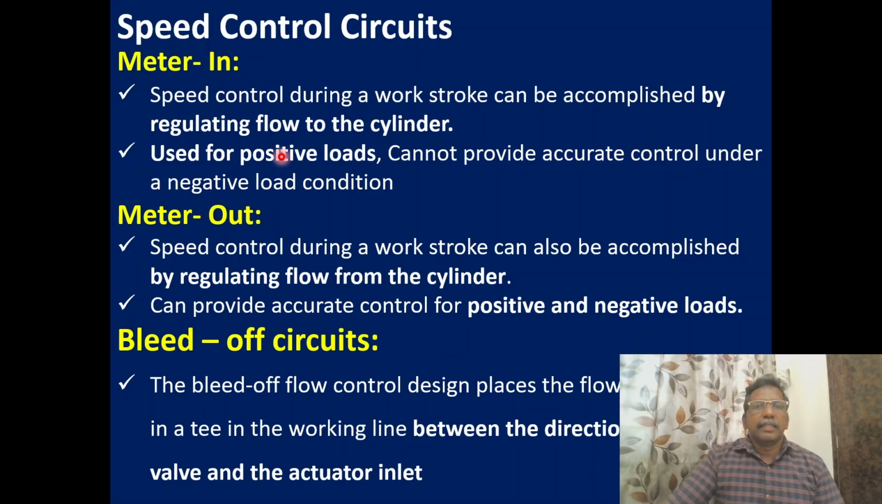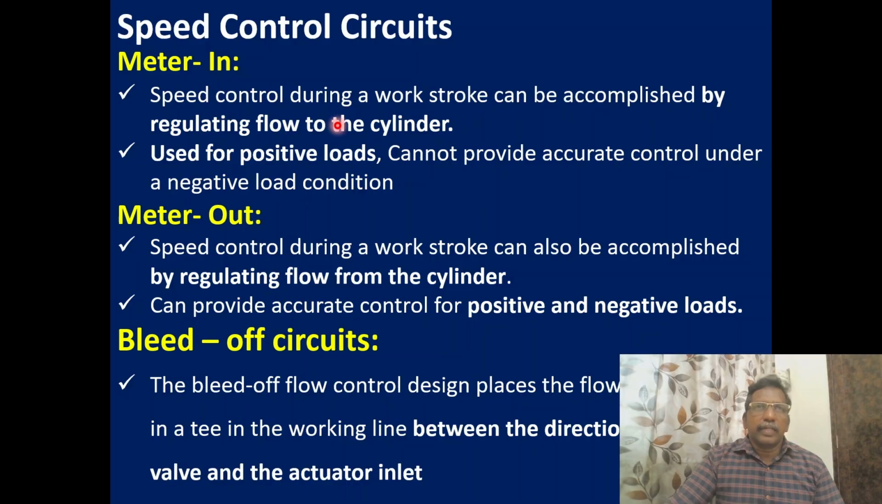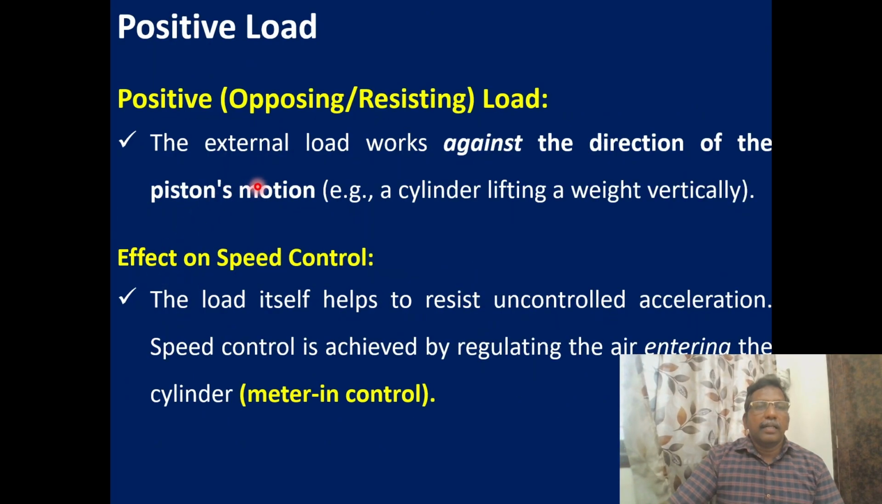Meter-in means speed control during a work stroke can be accomplished by regulating the flow. So in the forward action, it will regulate the flow. This is usually useful for positive loads. It cannot provide accurate control under negative load conditions. That is the disadvantage of meter-in.